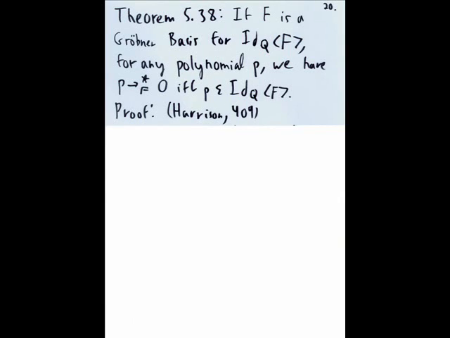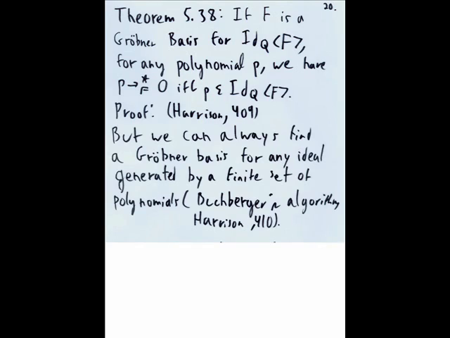So, Theorem 5.38: if F is a Gröbner basis for Id_Q(F)... and by the way, this is one of the most important theorems; this is actually the theorem that makes everything happen. If we have a Gröbner basis, then for any polynomial p, p reduces completely to 0 if and only if p is in that ideal. So this gives us a way to check whether the polynomial is in the ideal.